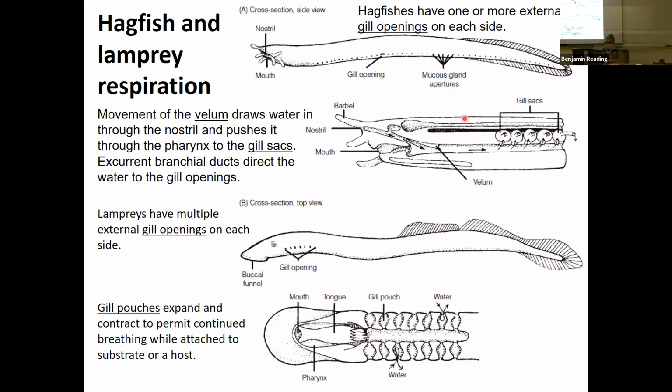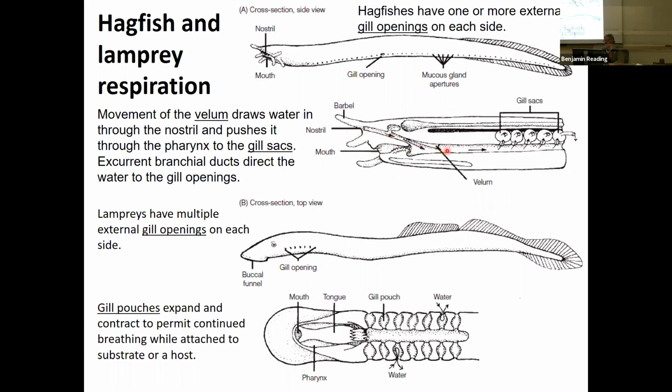When we look at the hagfish, again, family Myxinidae, and then the lampreys, family Petromyzontidae. Hagfishes have one or more external gill openings up here. And remember, these other pores down the side of their body are mucus glands they use to produce this slime. Inside of their head, they have this velum, and then they have this prominent nostril on their head. Water does not come in through the mouth for breathing. The only thing that comes in the mouth is food, straight to the gut.